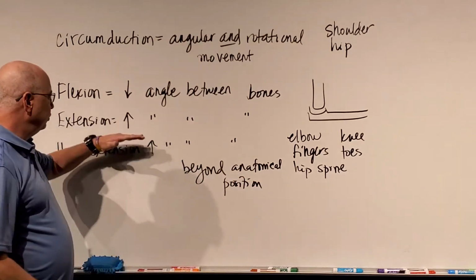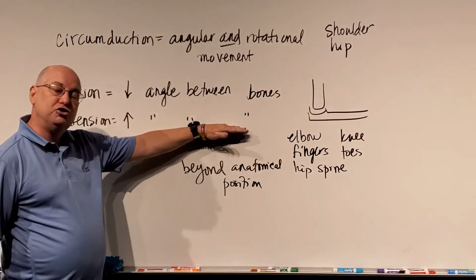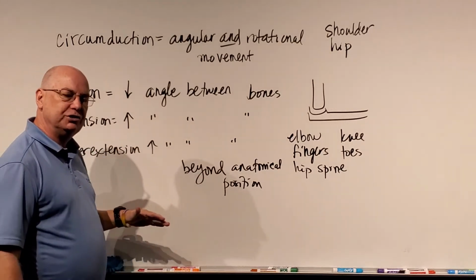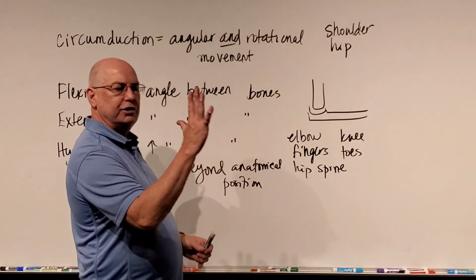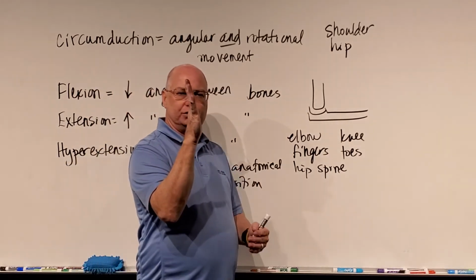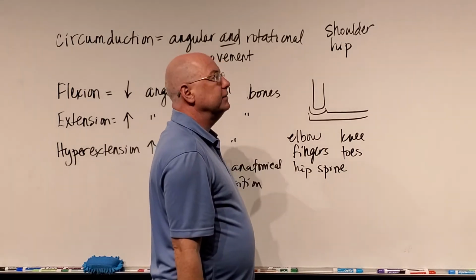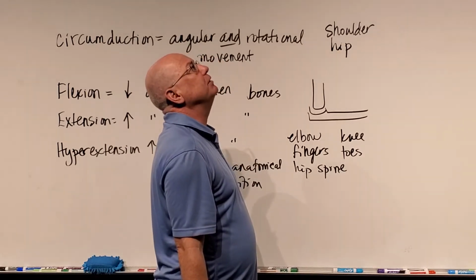So extension is when you increase the angle between bones to anatomical position. If you go beyond anatomical position, that's called hyperextension. So that would be like bending your fingers backwards. In correct anatomical position, my neck is extended. If I look up at the ceiling, that's called hyperextension.